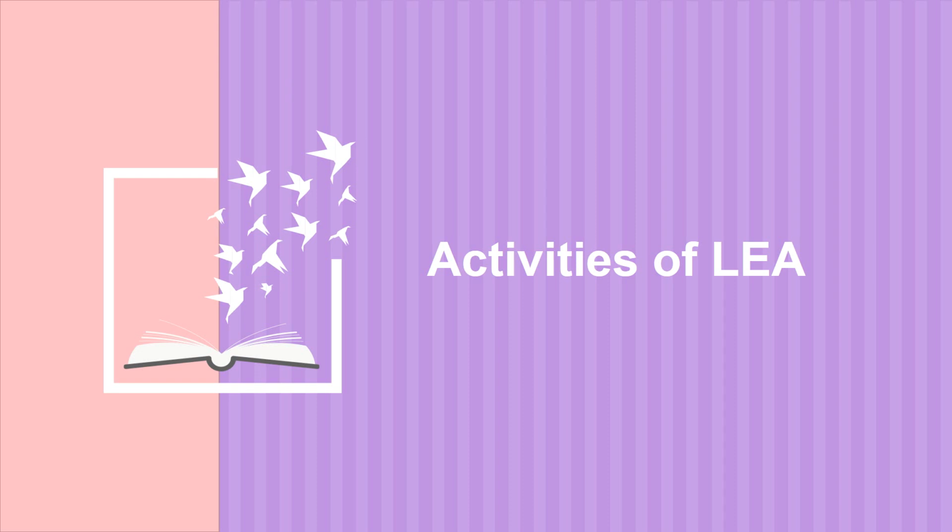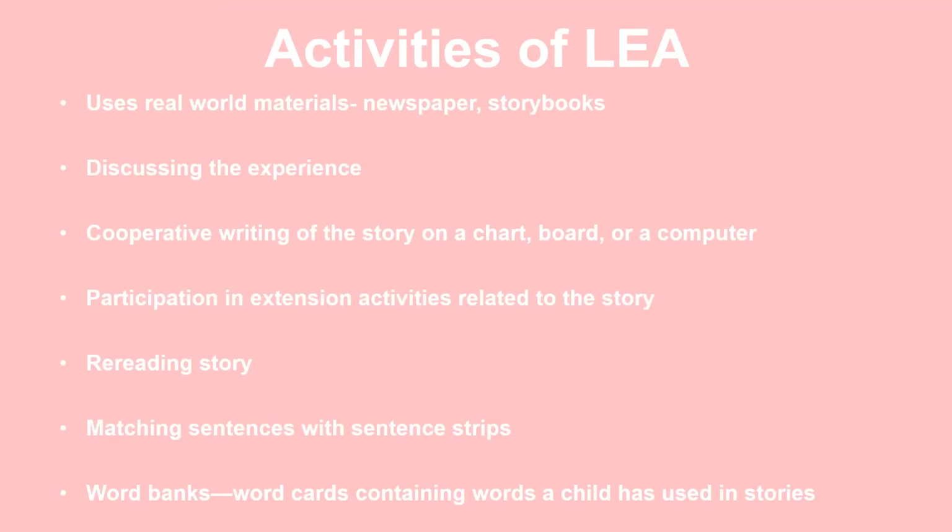Activities. LEA uses real-world materials rather than commercial texts, for example, newspapers or storybooks. Activities of LEA include discussing the experience, cooperative writing of the story on a chart, board, or a computer, participation in extension activities related to the story, rereading the story, matching sentences with sentence strips, and word banks, in which word cards contain words a child has used in stories.